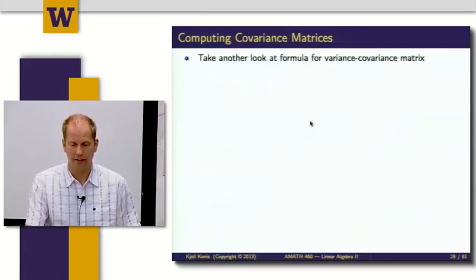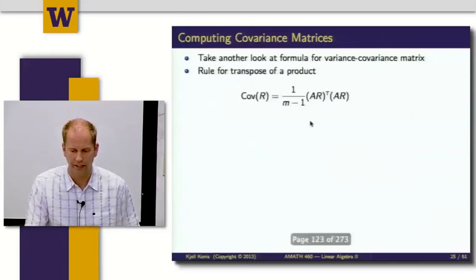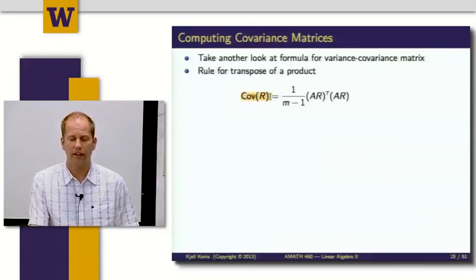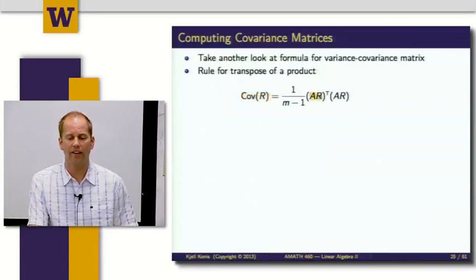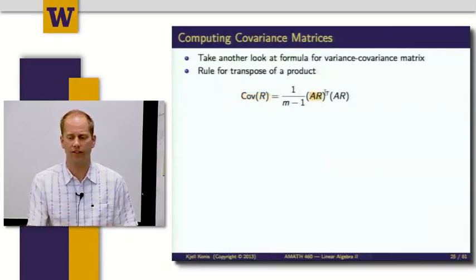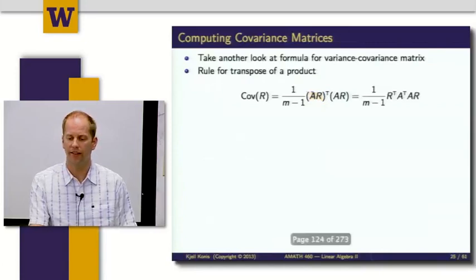Okay, so now I get to do my exciting result. So I'm looking at the covariance matrix for R. And on the last slide, I said, well, I can write that as AR, that product transposed, times AR, because AR is equal to R tilde. And now I have a rule for taking the transpose of matrix products. So I can rewrite this as 1 over M, my scale factor, R transpose, A transpose, AR.